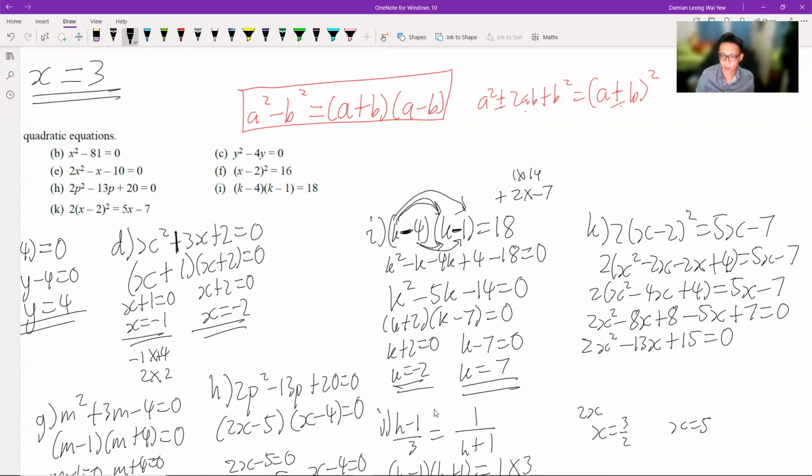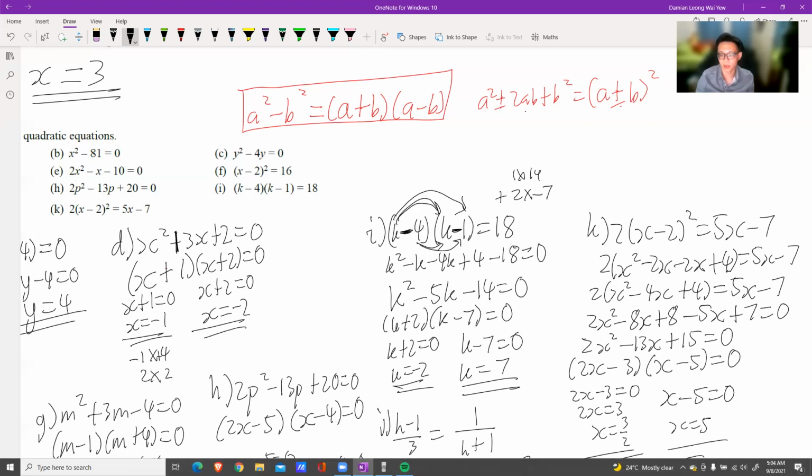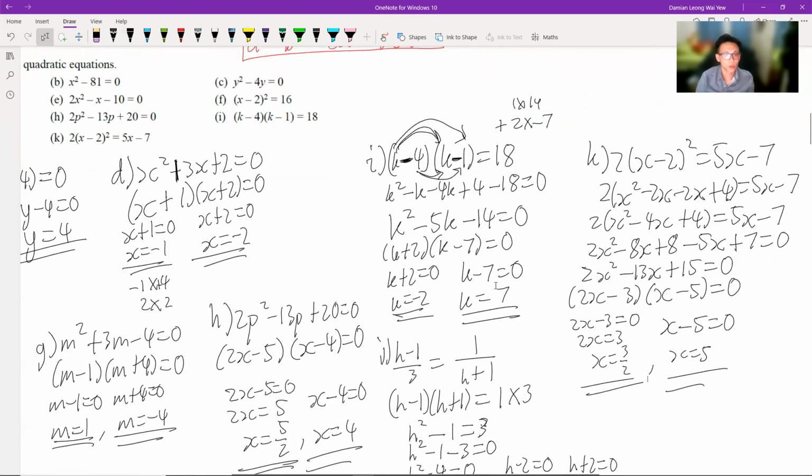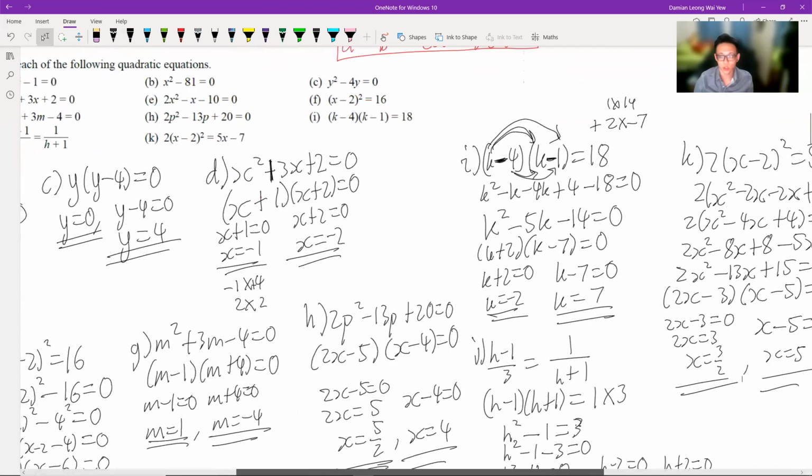Bring up 2, 2x equals 3. Bring over the 3, positive becomes minus. 2x minus 3 equals 0. First bracket, 2x minus 3. x equals 5, bring over 5, positive becomes minus. So I get x minus 5, whole thing equals 0. And these are the final answers. All right, so these are all the factorizations here for question 2. Sorry, question 3.